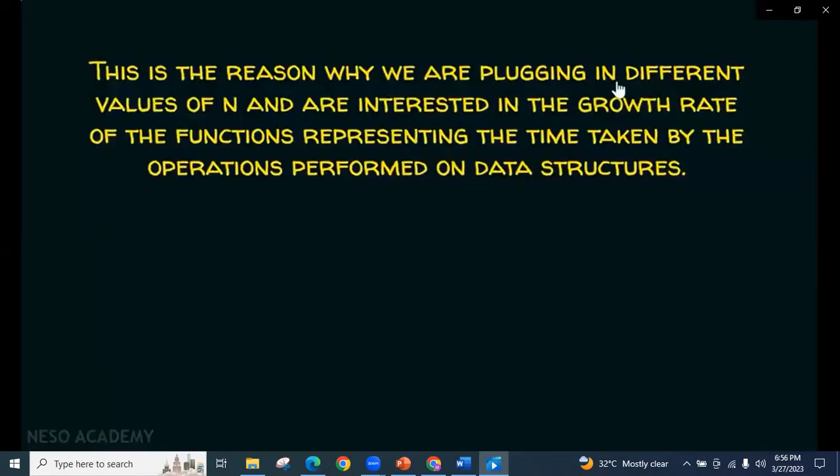This is the reason why we are plugging in different values of n and are interested in the growth rate of the functions, representing the time taken by the operations performed on data structures. Because we are talking about data structures here, we are considering the function as the time taken by the operations performed on data structures. Okay?